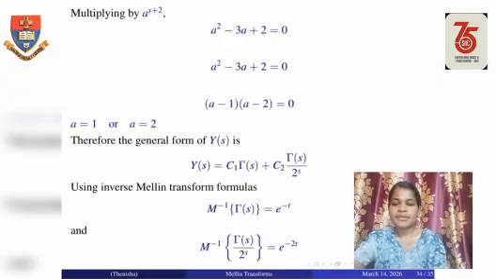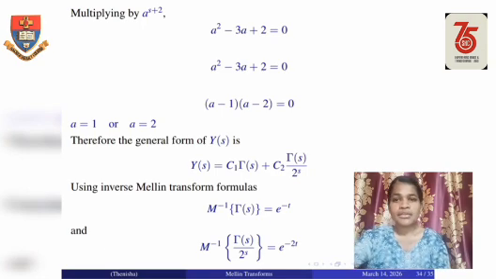Multiplying by a^(s+2), we get a² - 3a + 2 = 0. So (a-1)(a-2) = 0. That gives a = 1 or a = 2. Therefore, the general form of Y(s) is Y(s) = c1 Γ(s) + c2 Γ(s)/2^s.